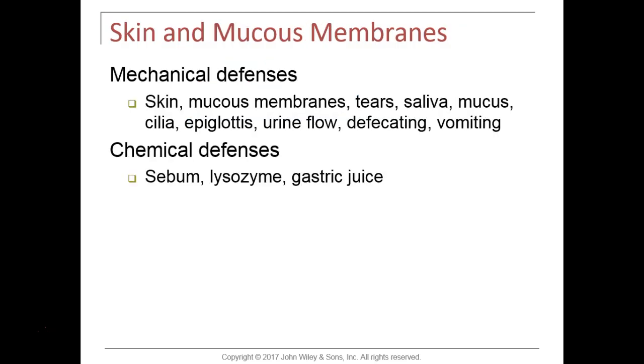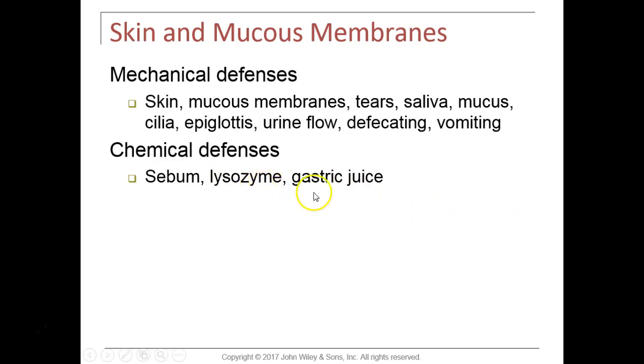Chemical defenses include the production from your sebaceous glands, which you learned about in AMP1, of sebum. That's the oil. It's acidic and helps prevent bacterial infection. Lysozyme is an enzyme that's found in our tears, our saliva, and our sweat. This enzyme helps break down the cell walls of bacteria, thus destroying them.